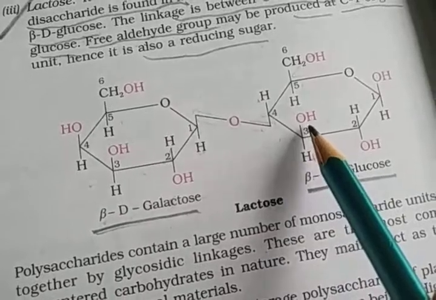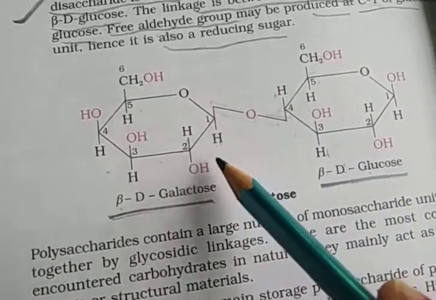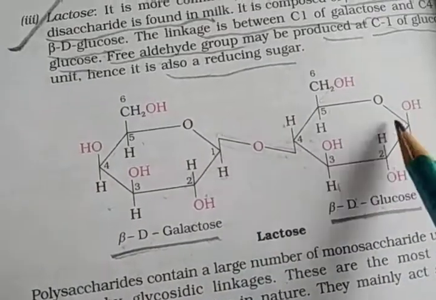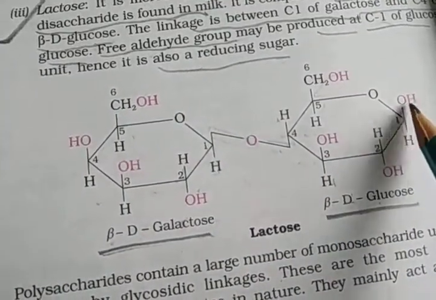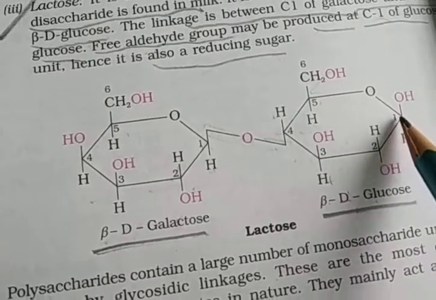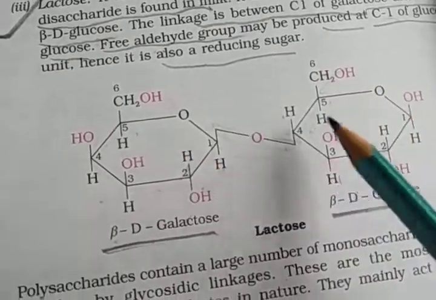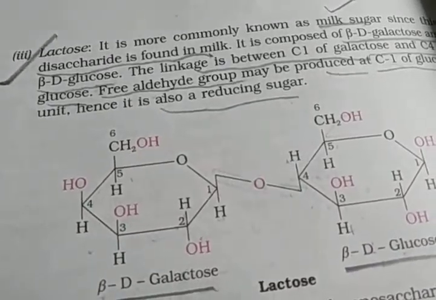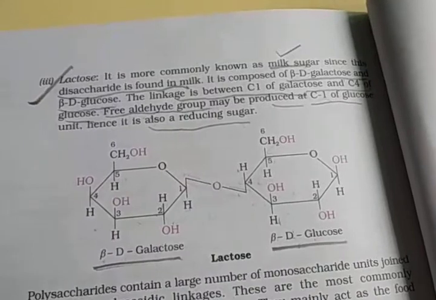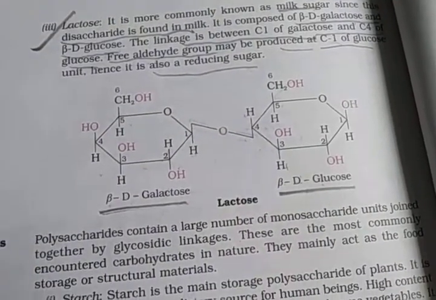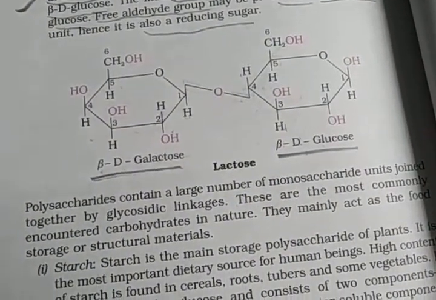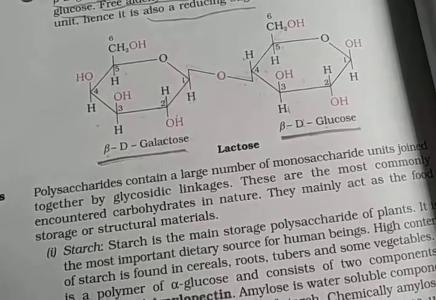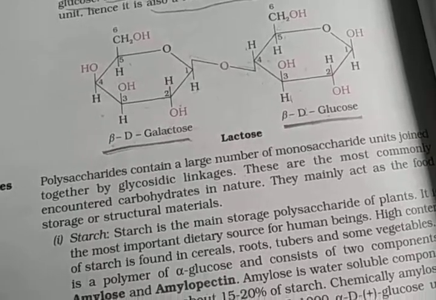Okay, clear? So beta D galactose, carbon first, is attached to the carbon number fourth of the glucose, and here you see a free aldehyde group, CHO, produced at the C1 of the glucose, so it is also a reducing sugar. Okay, so three examples: sucrose, maltose and lactose. Sucrose is a non-reducing sugar because the aldehyde group is not free, but maltose and lactose are reducing sugars because in them the functional group, the aldehyde group, is free.